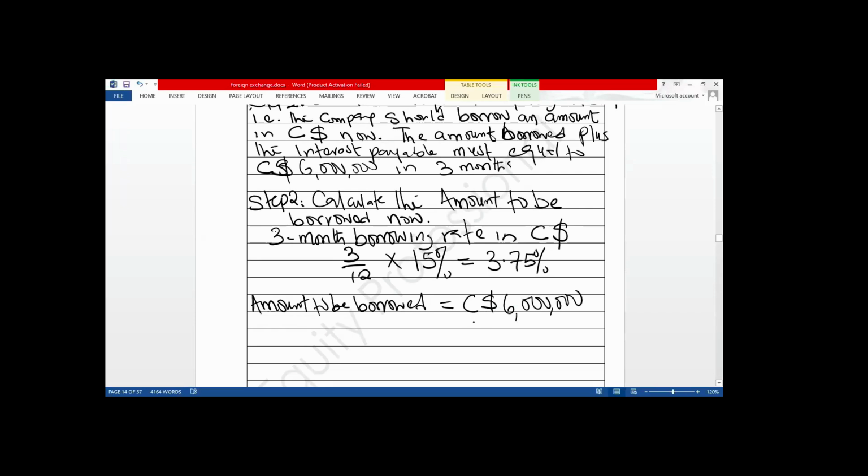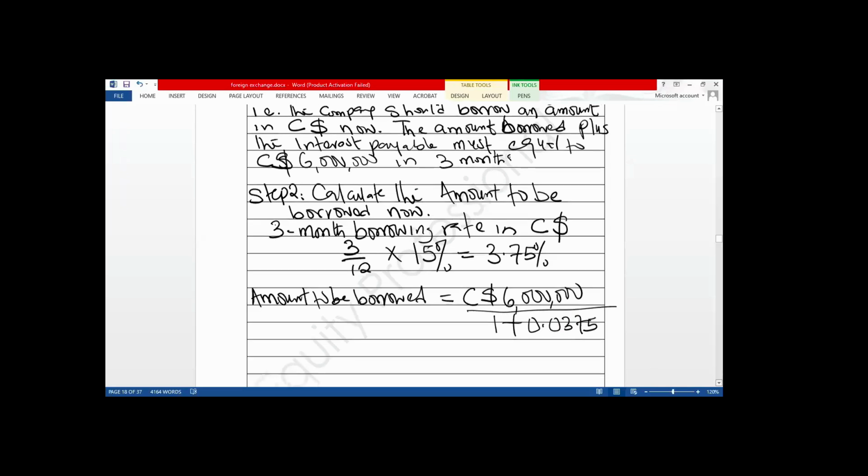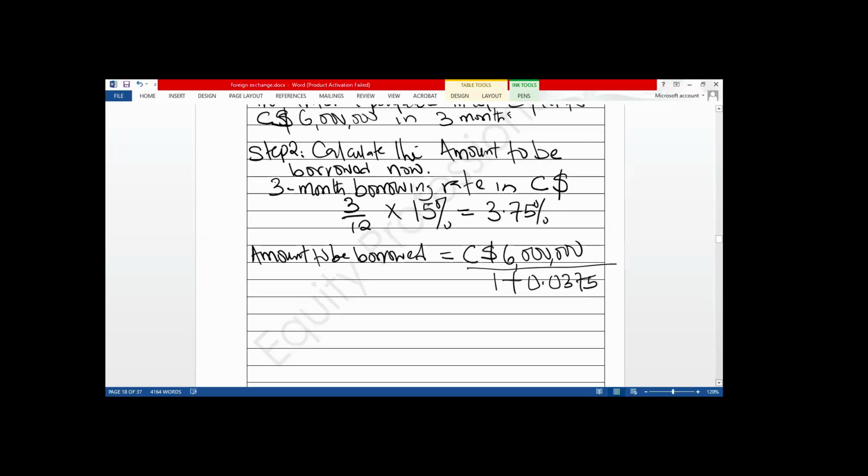The target amount divided by 1 plus the 3-month borrowing rate, 0.0375. This will give you the amount to be borrowed now. If you work that out, that will give you Central dollar 5 million.